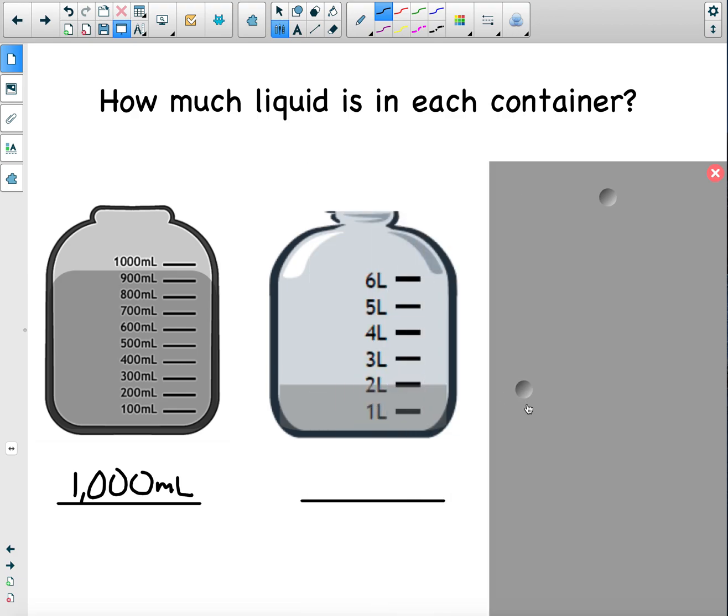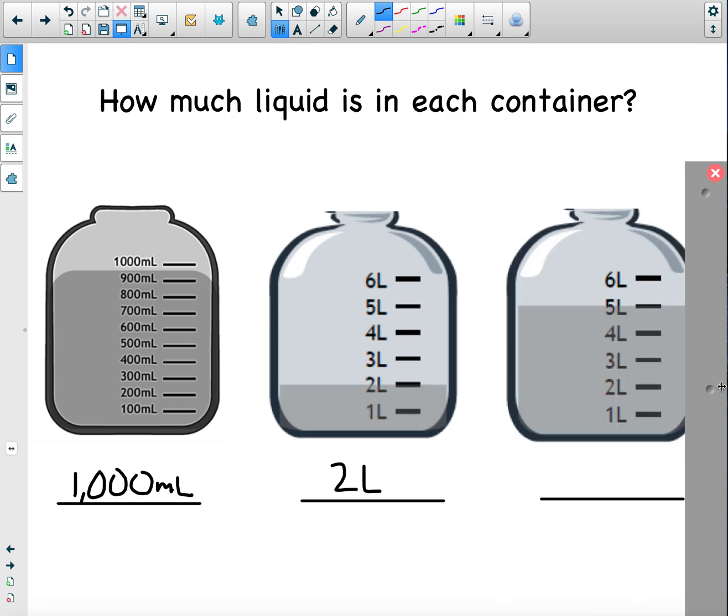So I want you to go ahead and try this one. How many liters or how much liquid is in this container? We're using liters for this particular container. So it's about 2 liters because it goes up exactly to the 2-liter mark. Go ahead and try this last one. So it's about 5 liters because, again, I look at it and it goes up to the 5-liter mark.